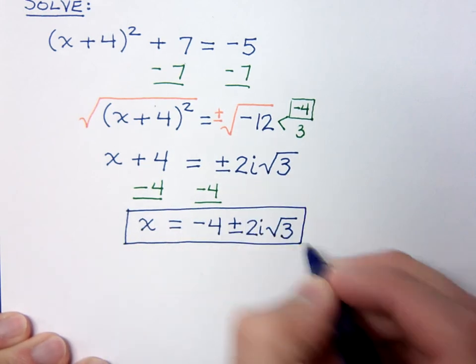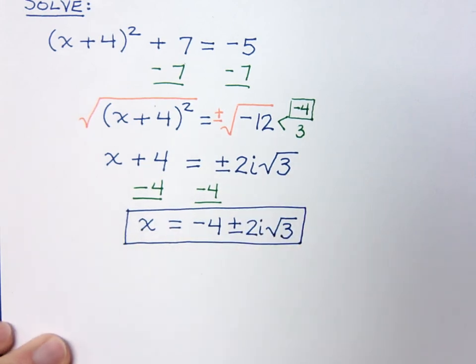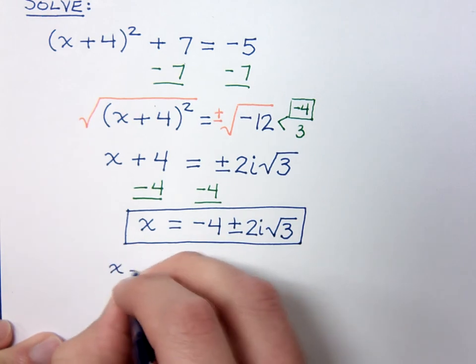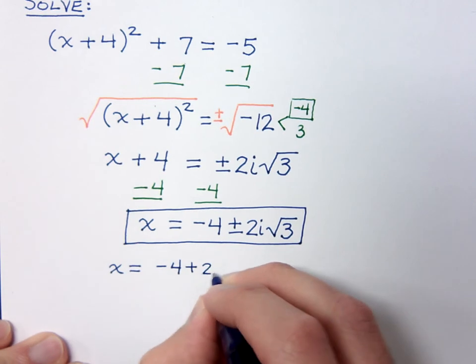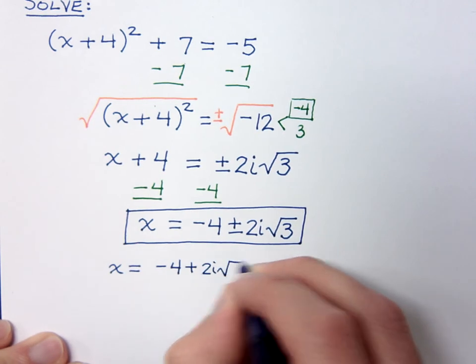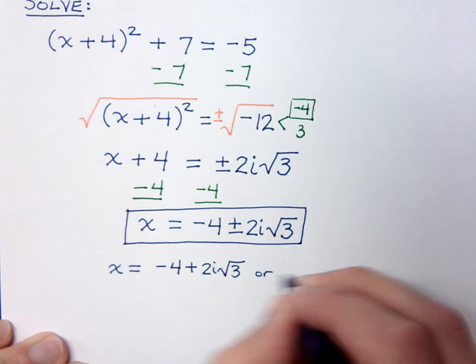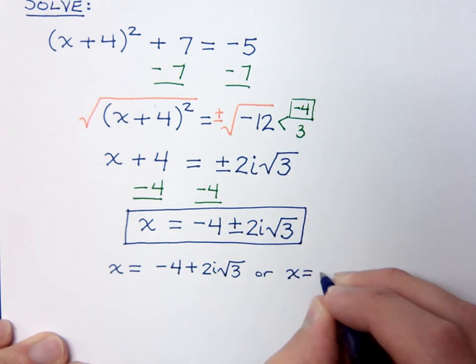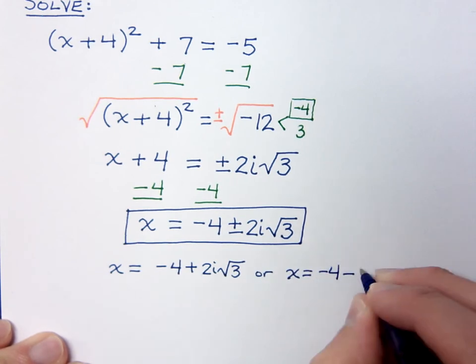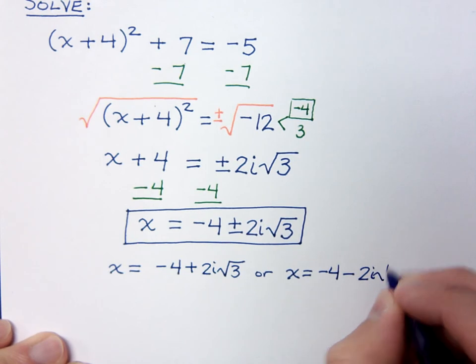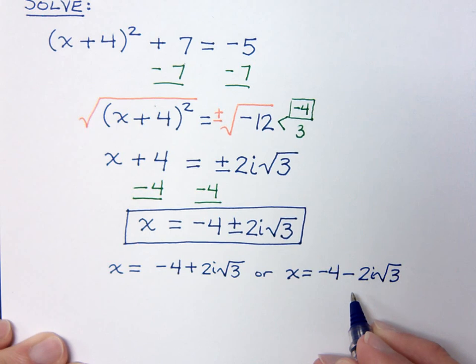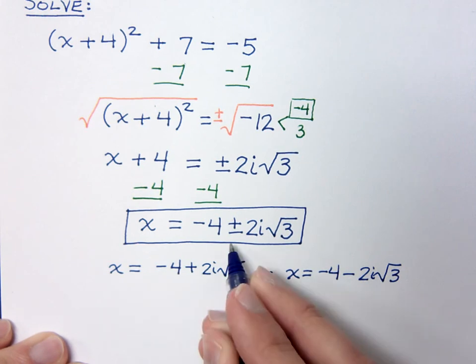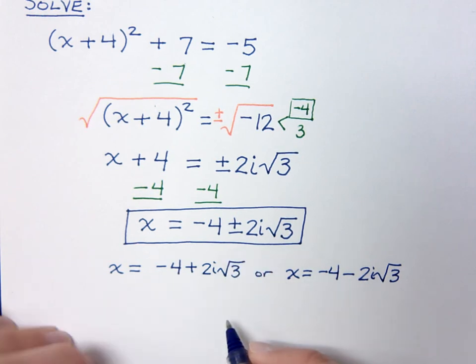Now you could separate this and very distinctly say what your two solutions are. So you could say that x equals negative 4 plus 2i times the square root of 3, or x equals negative 4 minus 2i times the square root of 3. This right here, all written out, is the same thing as having it condensed with the plus or minus, so these guys are both acceptable.